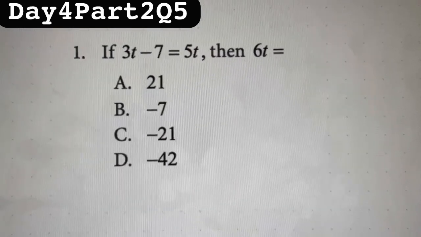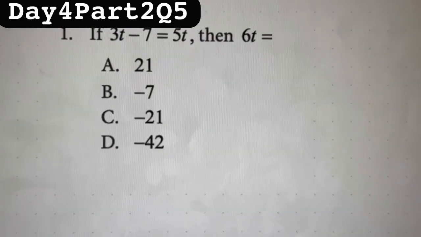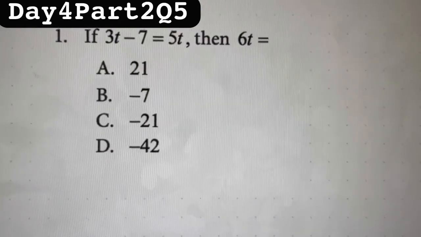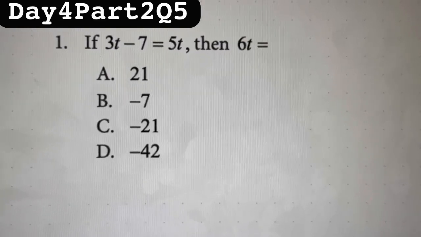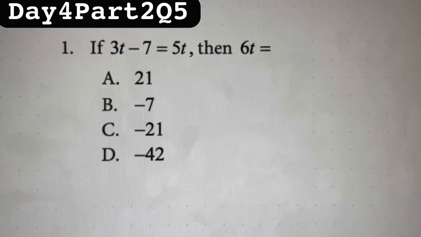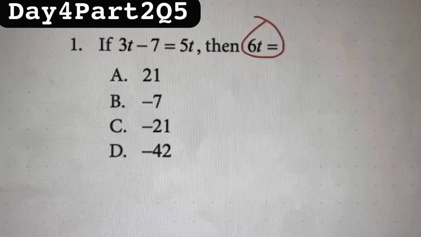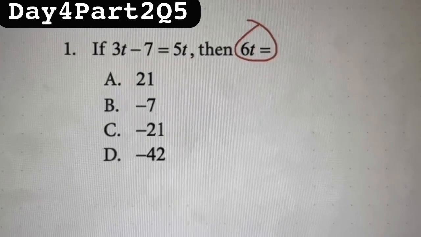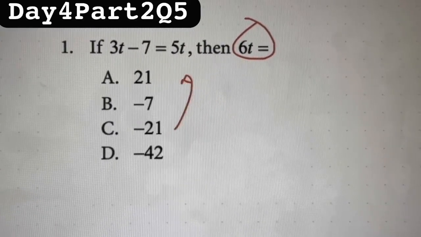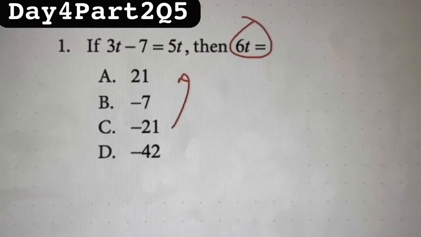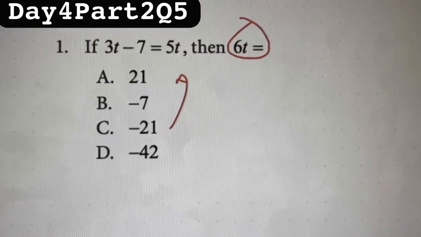equals 5t, then 6t equals something here, okay? Now this one's tricky. If they were just asking for t and not 6t, and this is why this question is tough, you could just plug in the answer choices for t and see what gives you a true statement, obviously. But they're not asking us for t here. They're asking us for 6t.